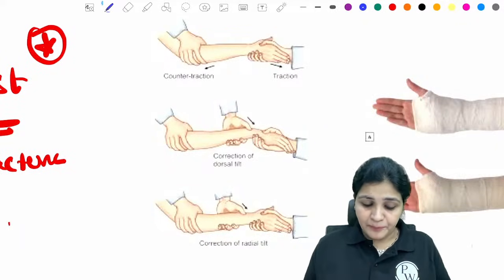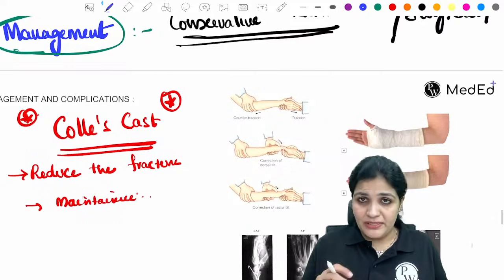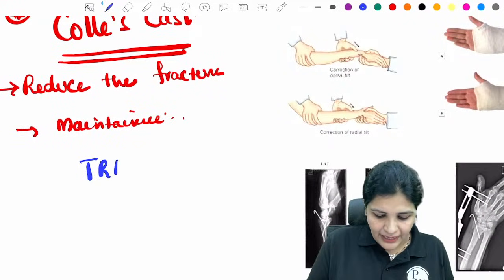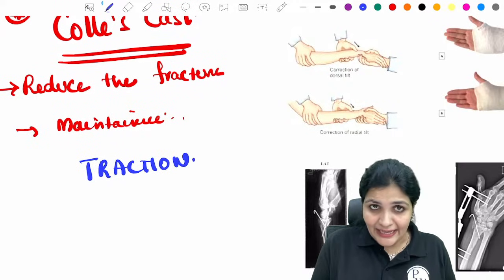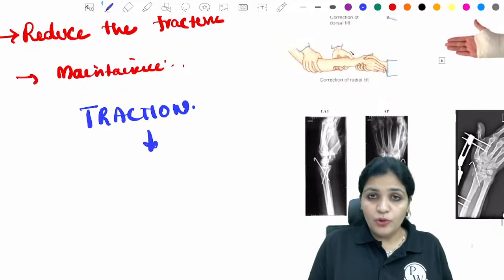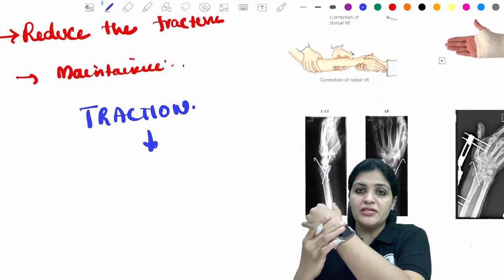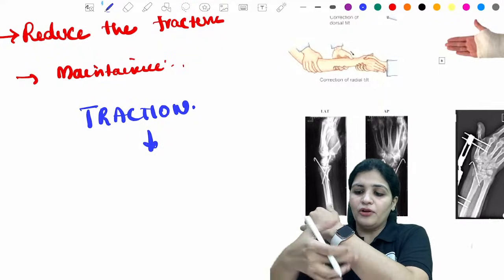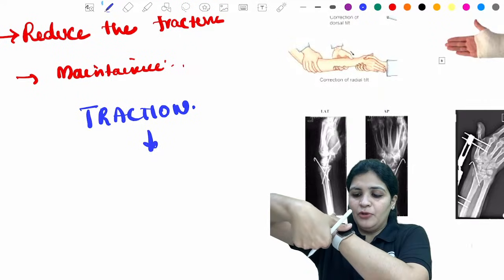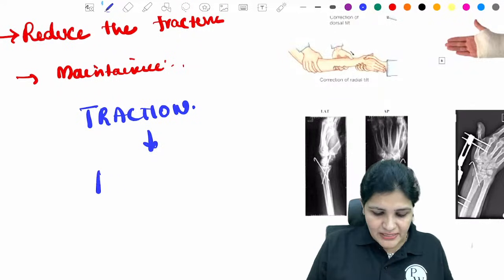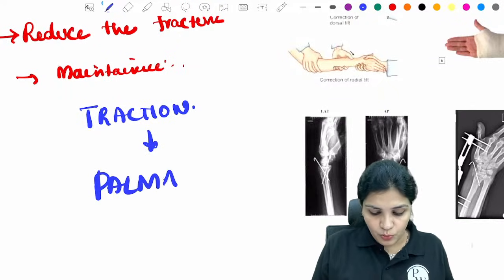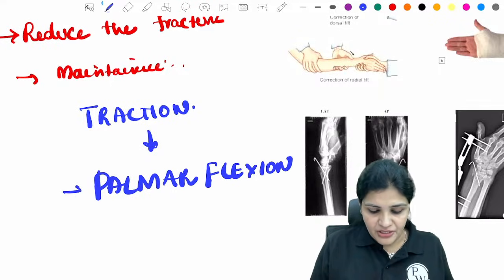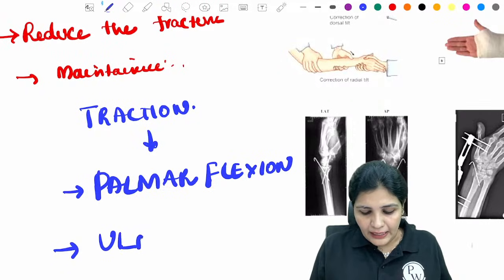So those are called the reduction maneuvers. First you give a traction, so that will disengage the fragments. Then you have to correct the dorsal fragment, because now the fragment is like my watch, it is on the dorsal side, right? You press it down with the thumb, and while pressing it down you do a palmar flexion, and then you do an ulnar deviation.